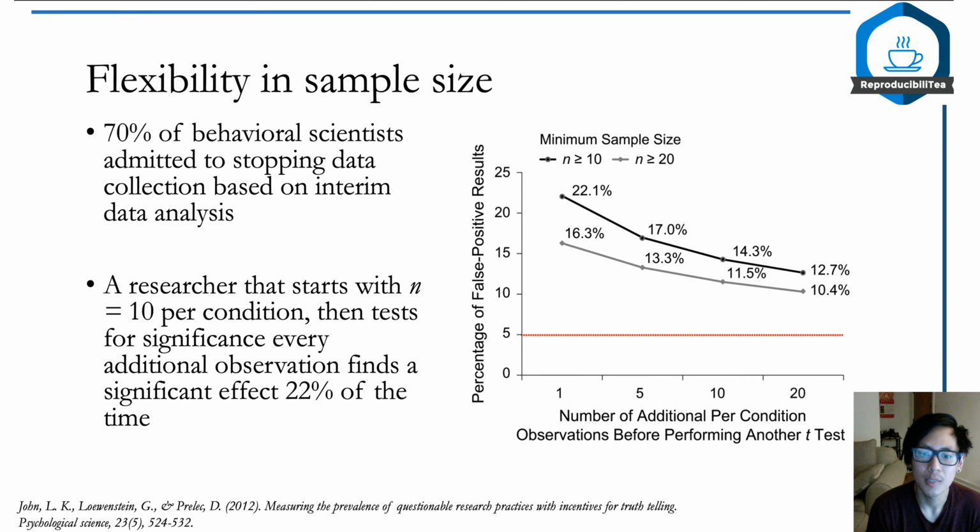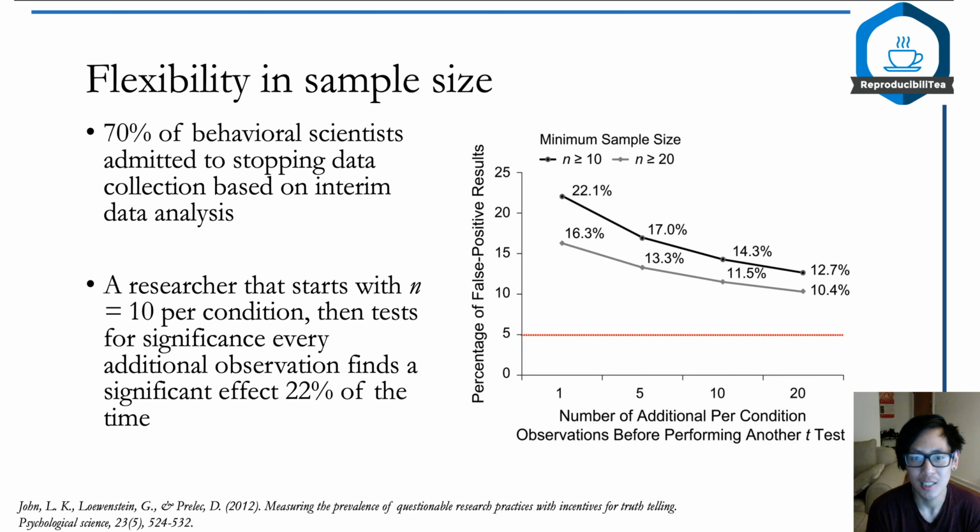The authors take a focus on sample size. So 70% of behavioral scientists admit to stopping data collection based on interim data analysis. So for example, you might want to, at the start of the study, collect 20 participants. And then you do an analysis of the 15 participants and find the p-value significant. So you decide to stop there and say, I only ever wanted to collect 15 participants anyway. So this is problematic. This is a questionable research practice.